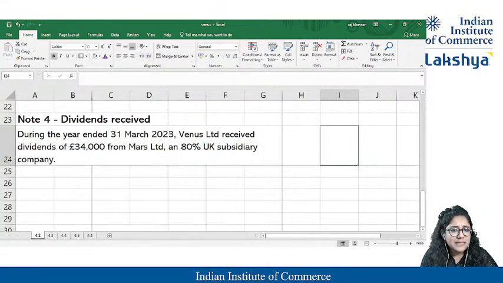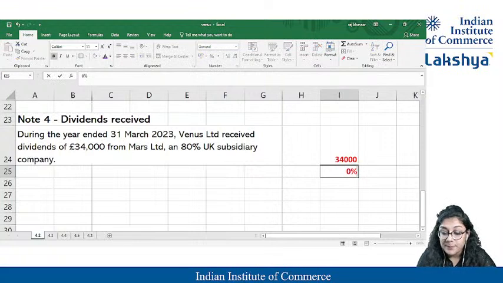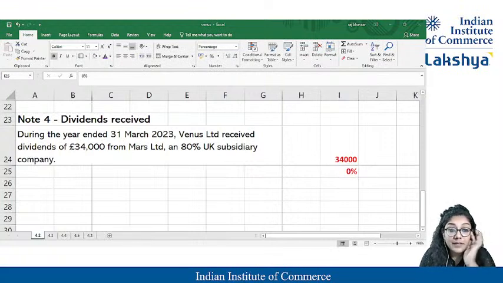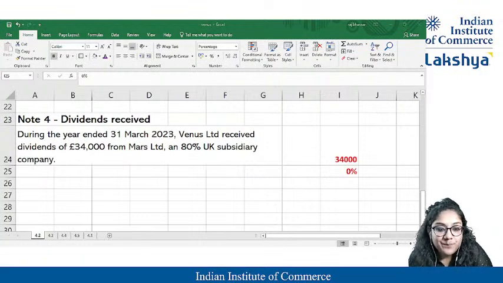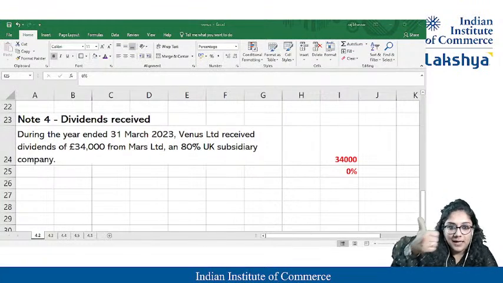Should I reduce anything for dividend? Is it my expense? It is my income, guys. Dividend of 34,000 will be taxed at zero rate. Why 0%? Guys, if you are getting any sort of dividends in the name of a company, everything is exempt. Yeah, that we know, ma'am.